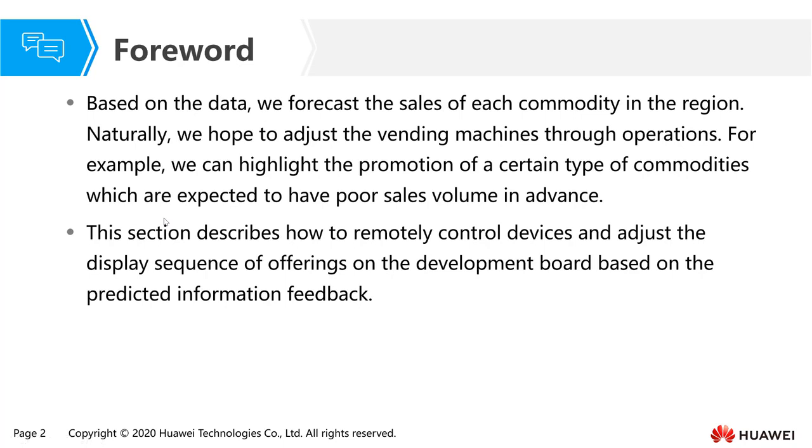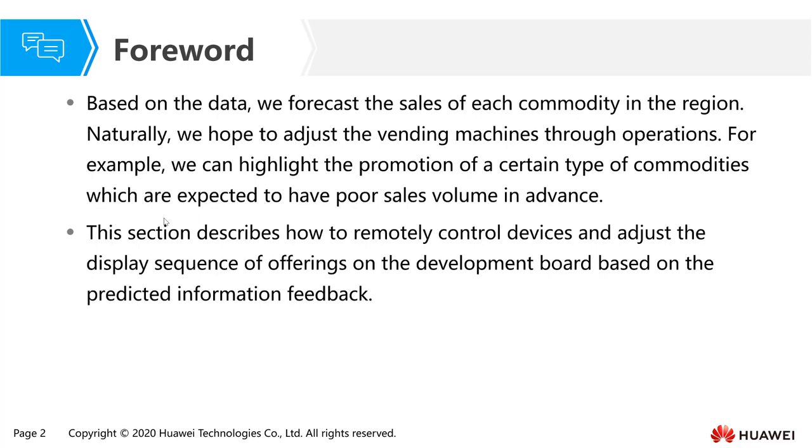Previously, based on the data, we forecast the sales of each commodity in the region. Naturally, we hope to adjust the vending machines through operations, which means to adjust our development board. For example, we can highlight the promotion of a certain type of commodities which are expected to have poor sales volume in advance.